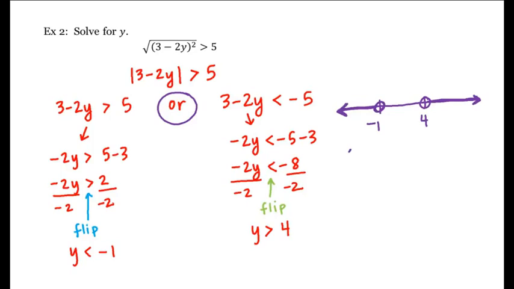And in interval notation, we could write negative infinity up to negative 1, open parenthesis because we don't want to include negative 1, union, again, open parenthesis at 4, up to infinity. So just be very careful that you use this absolute value here when starting off.